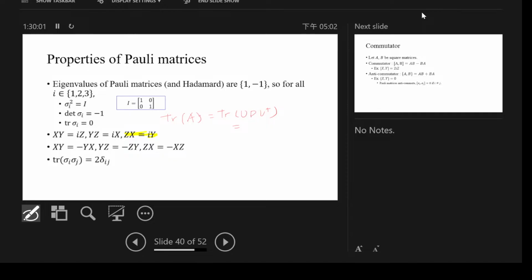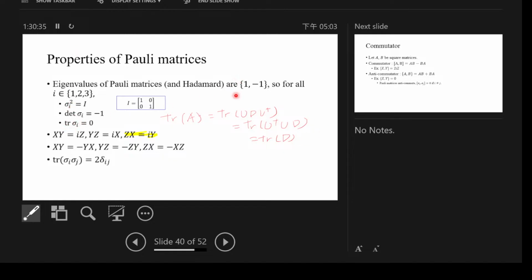So A is unitary diagonalizable, so its trace is trace of U D U dagger, and then we can use our cyclic property to move this U dagger to the front. So U dagger U D, and we know U dagger U is identity, so this is just equal to trace D. But D is just a list of eigenvalues, so the trace of it is a sum of eigenvalues. So the trace of a matrix is a sum of its eigenvalues.